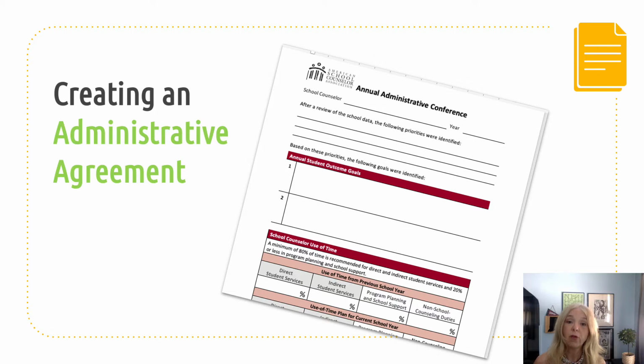In this module, you'll create an administrative agreement document that will serve two purposes. It will help outline the conversation you will have with your administrator when you meet, and it serves as your official agreement between your administrator and each school counselor in your building. Both you and your administrator will sign the agreement.